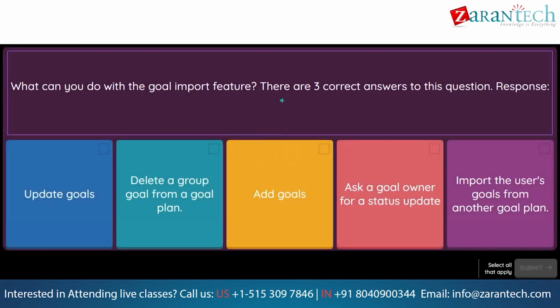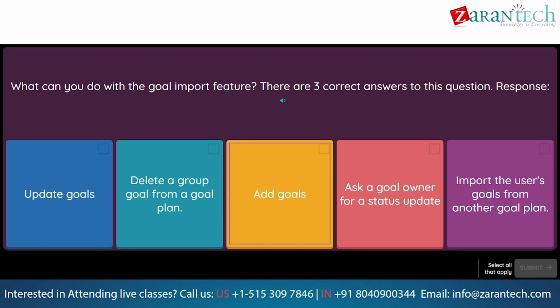Question: what can you do with the goal import feature? There are 3 correct answers to this question. Response: Option 1, update goals. Option 2, delete a group goal from a goal plan. Option 3, add goals. Option 4, ask a goal owner for a status update. Option 5, import the user's goals from another goal plan.